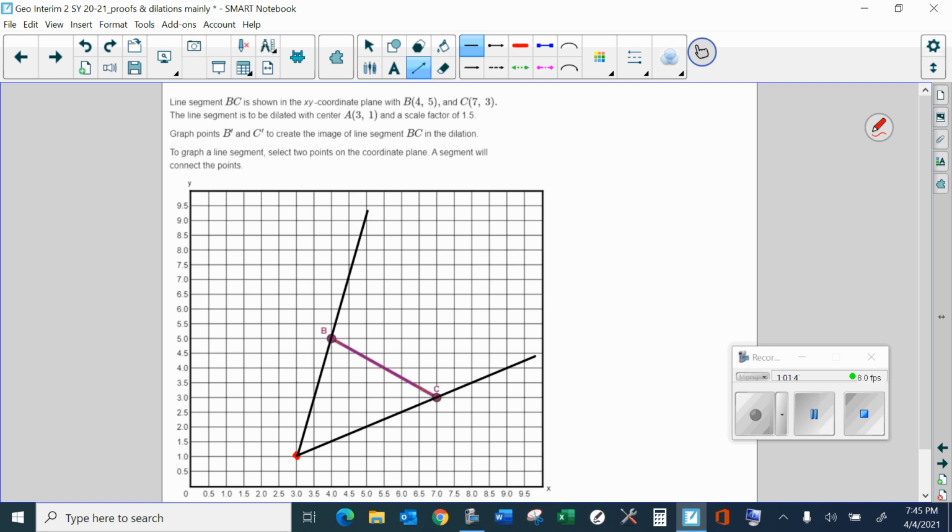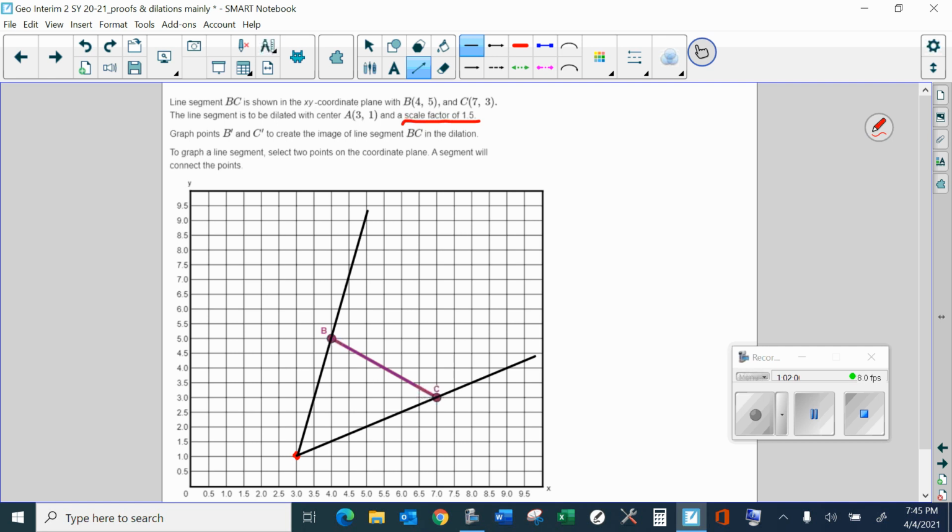And a scale factor of 1.5. Remember, a scale factor of 1.5 means it's getting bigger. It's an enlargement. Don't forget the word enlargement. Sometimes they're going to ask you that vocab word. Enlargement, it gets bigger. So that means B prime is somewhere out here. It's going to be another half of this distance further out. And whatever this is from here, it's going to be half this distance further out.